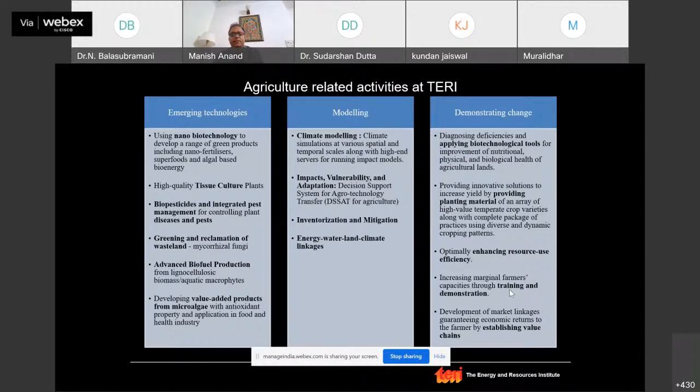In the area of modeling, we are engaged in climate modeling and simulations at various temporal and spatial scales. Then impacts, vulnerability and adaptation assessment, inventorization and mitigation. Also in the area of energy, water, land, and climate linkages. We are also actively working in the area of demonstrating change at the ground level, more in terms of applying biotechnological tools, providing planting materials, enhancing resource use efficiency, and increasing marginal farmers' capacities through training and demonstration. Also, we are working in the area of development of market linkages by establishing value chains, particularly in mountainous systems.